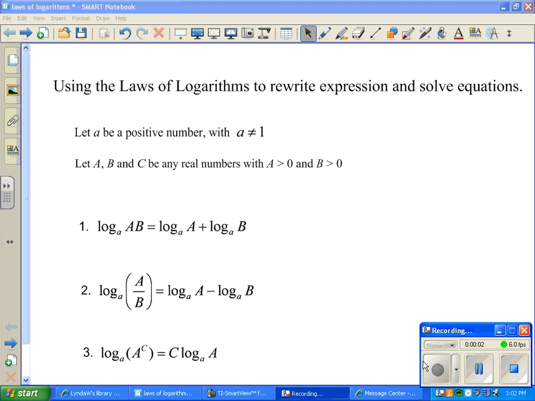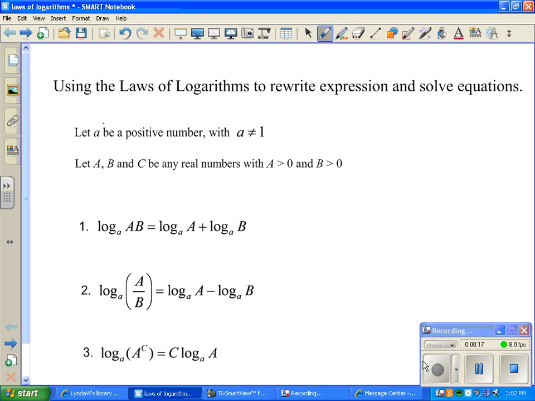In this podcast, I'll be reviewing 3 laws of logarithms that we can use to either rewrite expressions or to solve equations. So first of all, a couple parameters on these logarithms. The base that we're going to be using, which is little a, is going to be a positive number that's not equal to 1. For example, we could have a log base 7 or a log base 2. We could have a fraction, log base 1/3, but it won't be a negative number and it won't be 1.